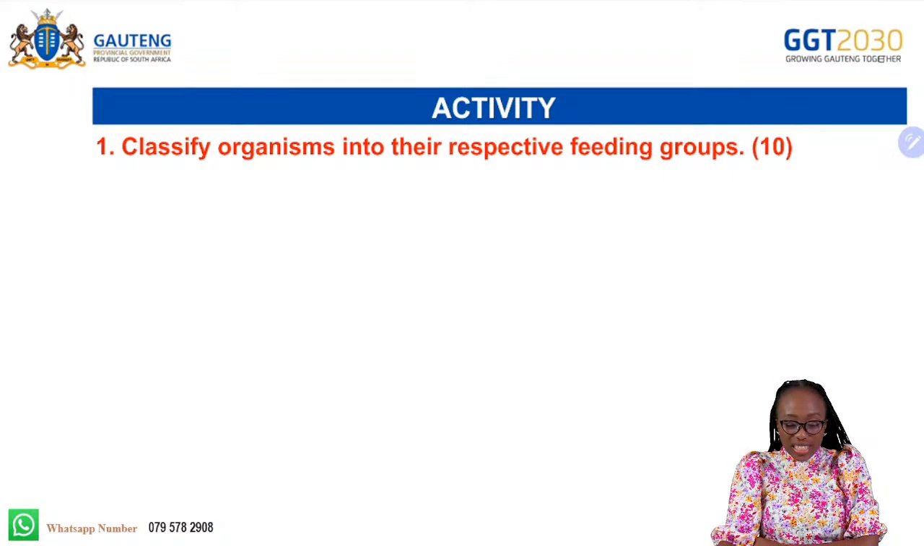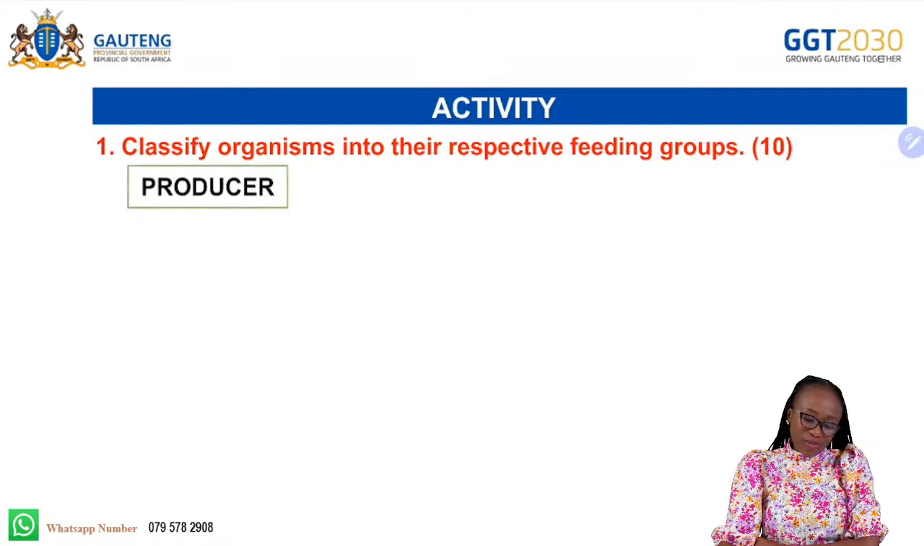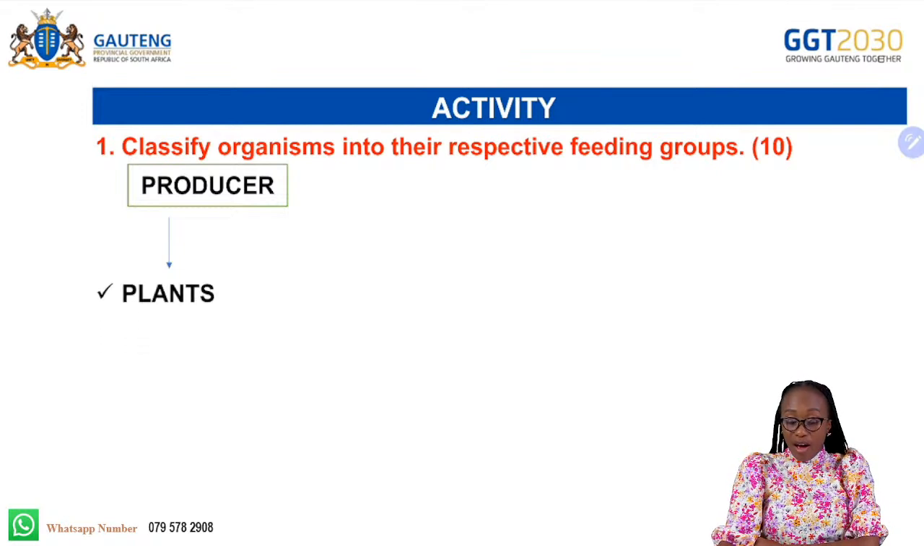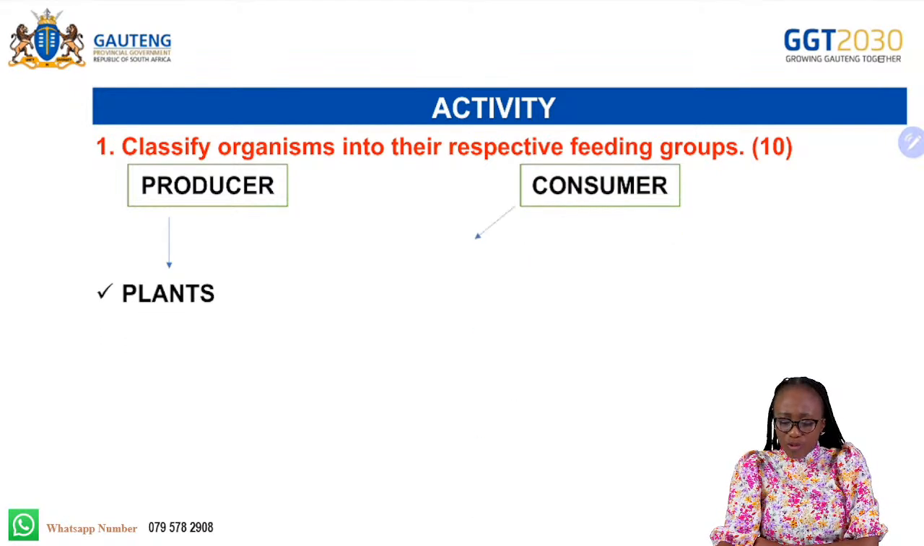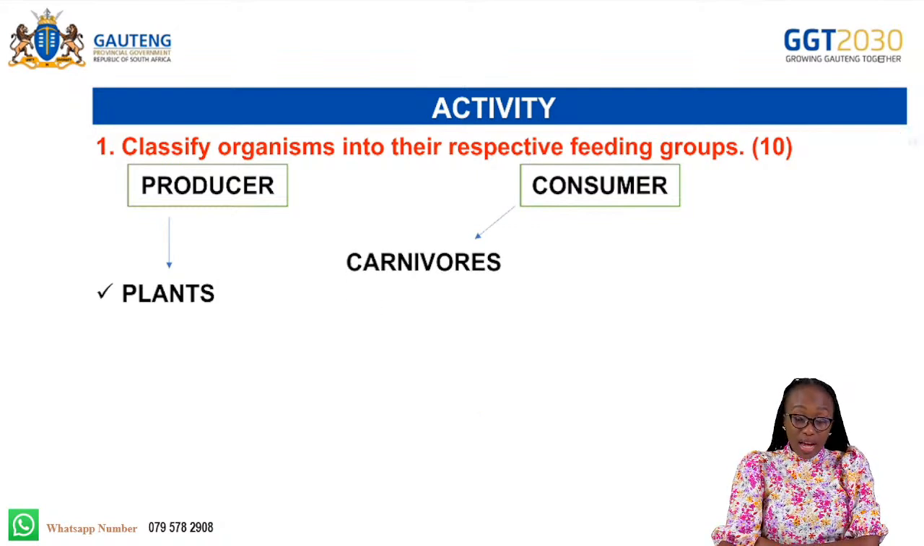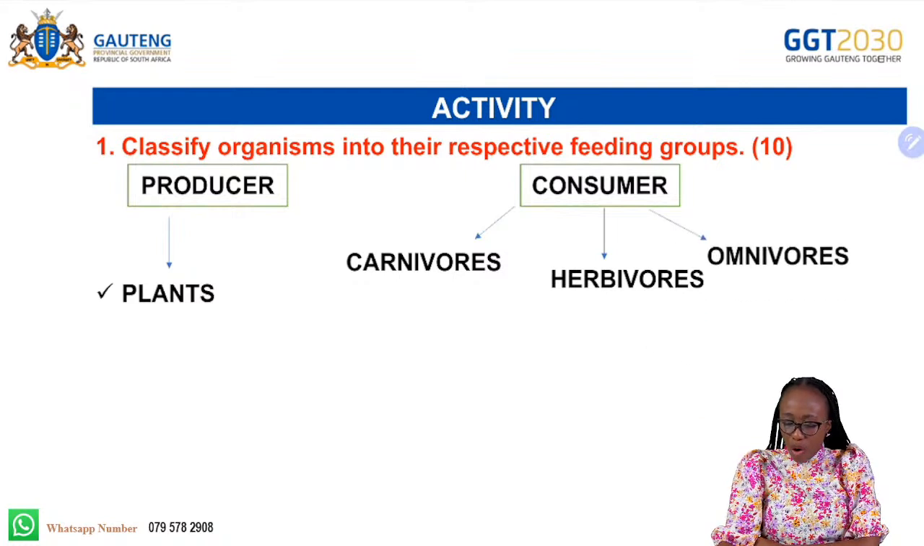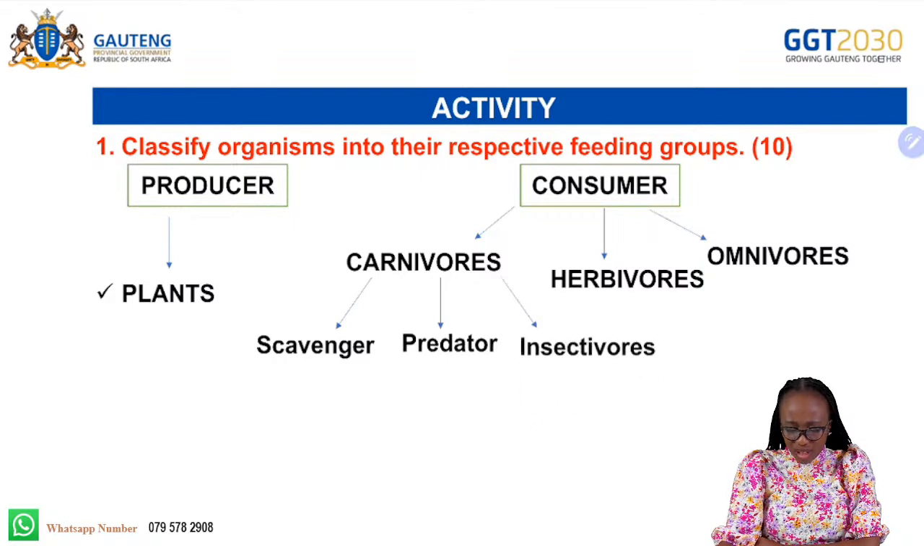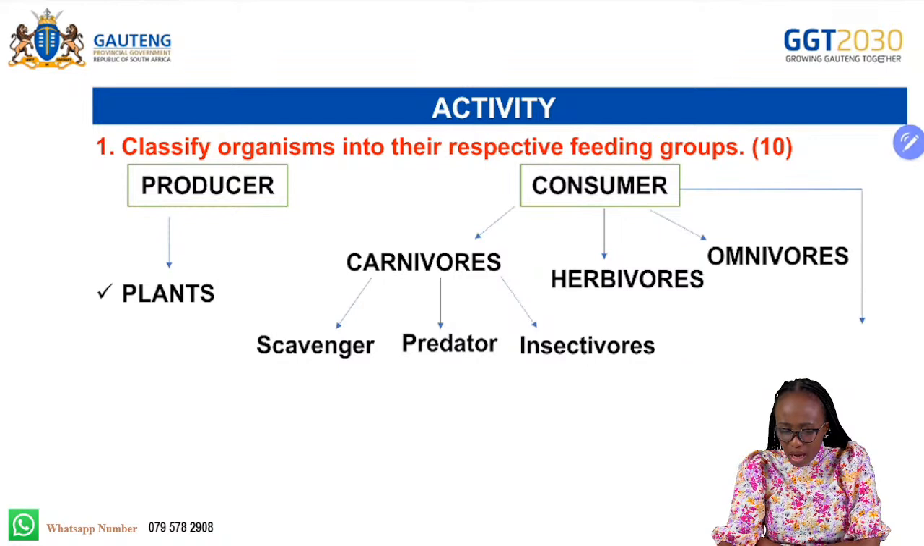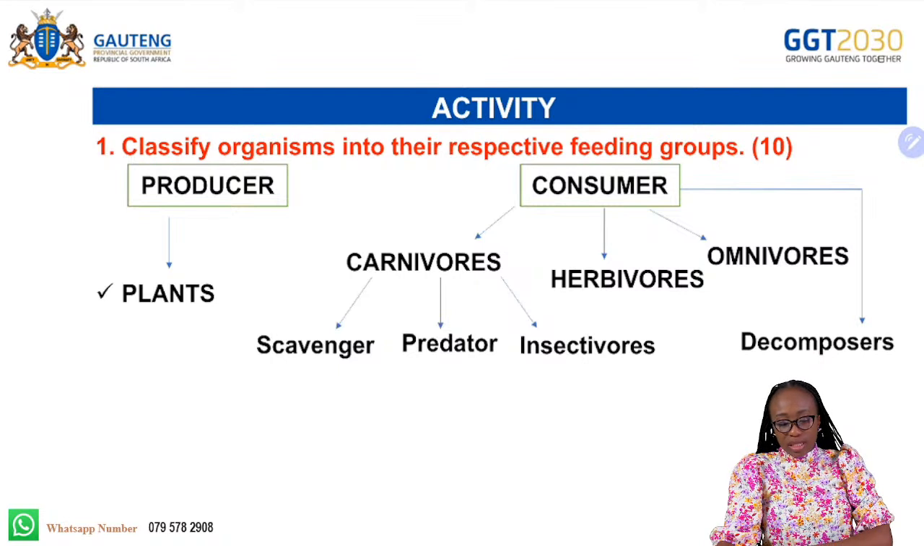Welcome back. Now let's classify the organisms together. So we've got the producer. Who falls under the producer? We have plants. And then we've got the consumer. Who falls under the consumer? We have carnivores. We also have herbivores. And we have omnivores. We also have a scavenger that falls under carnivores. Then we've got the predator, and we have the insectivores. And then the last classification is decomposers.